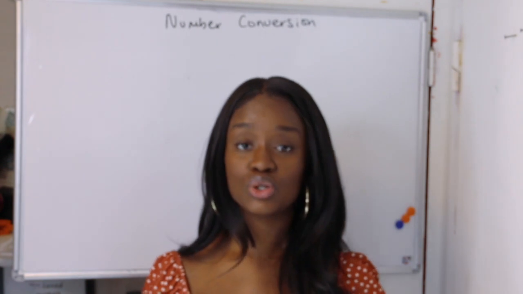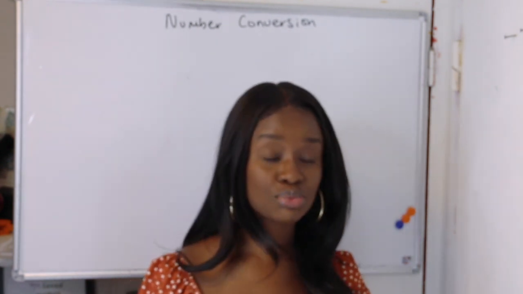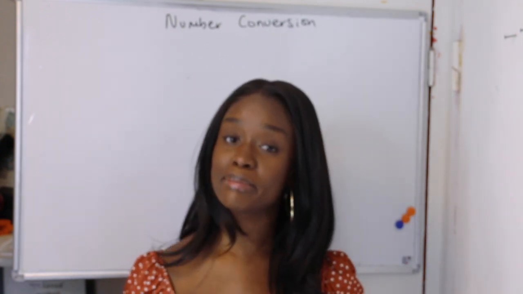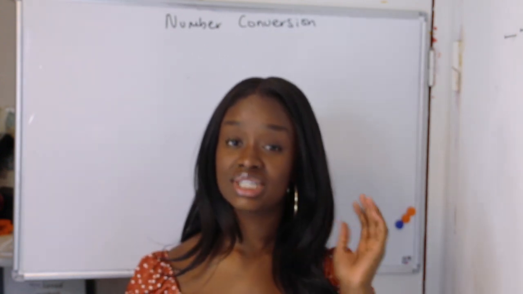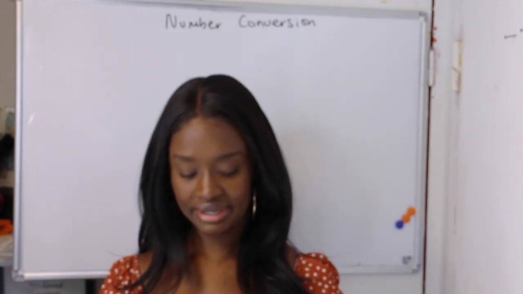So the first conversion we're going to do is decimal to binary. We're going to convert numbers. Decimal, if you remember, are base 10 numbers, to binary, if you remember, are base 2 numbers. So it's 10 numbers between 0 to 9 and 1s and 0s for binary.